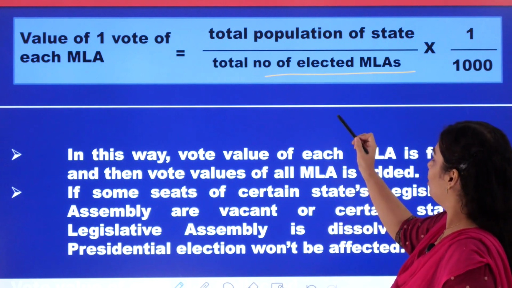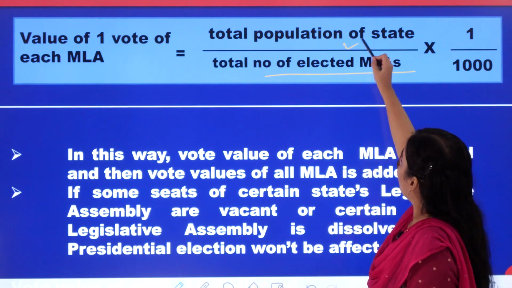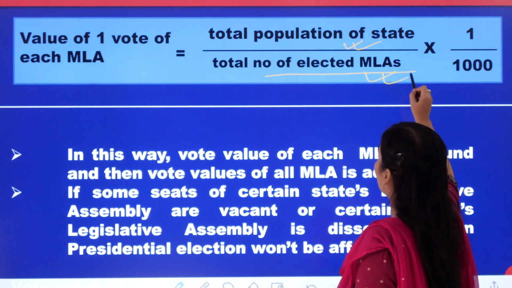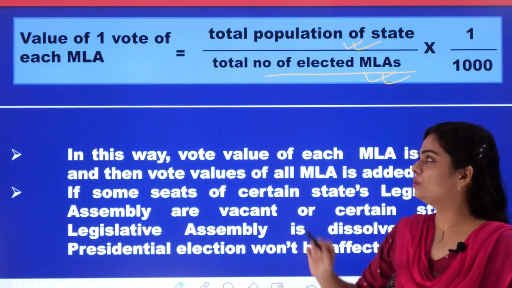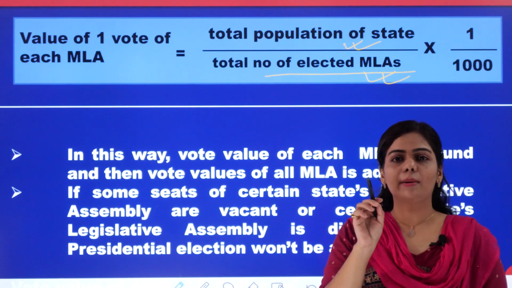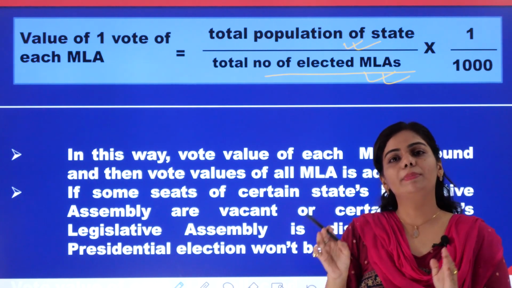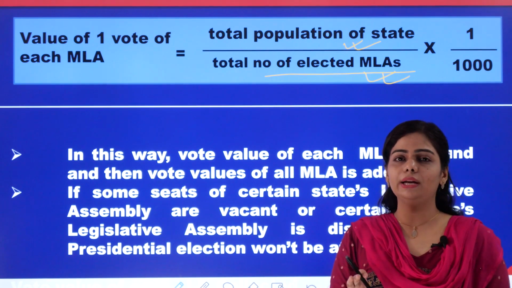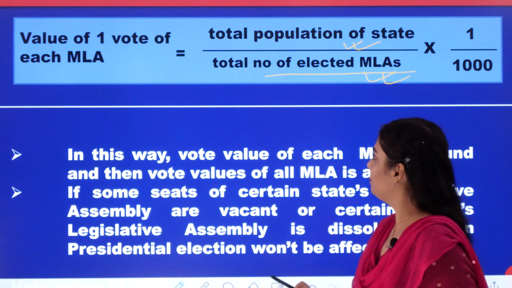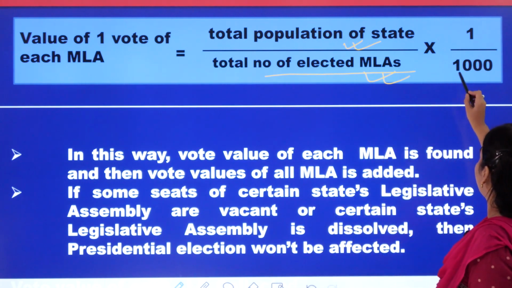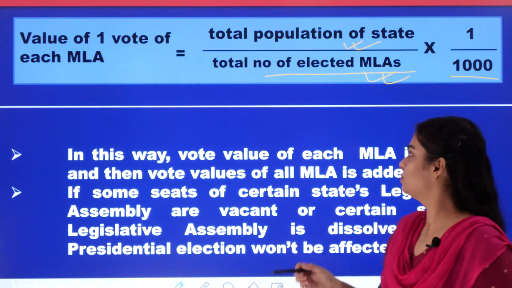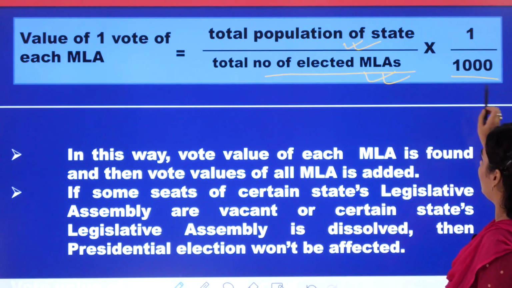So what does this refer to? Each of these states would have a different population and the number of elected MLAs of each state would be different. So this indirectly refers to the fact that the vote value of MLAs of different states will be different. So there is no parity in the vote values of MLAs of different states. Okay? And then it is divided by 1000. Why is it so? To ease the calculation. So this 1000 is just to ease the calculation.